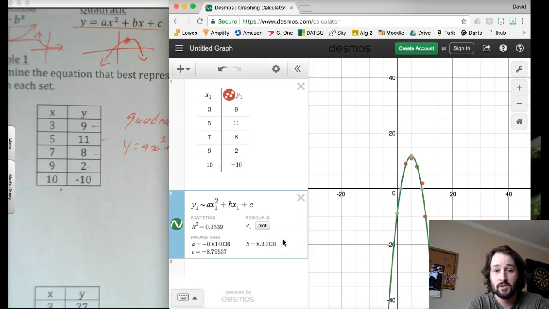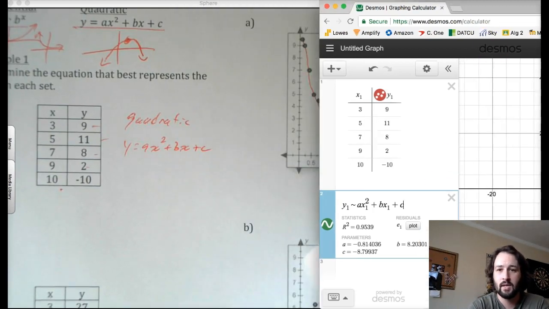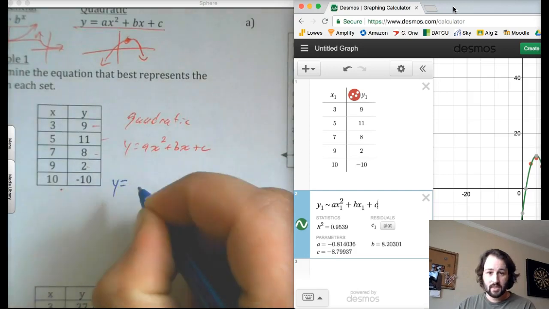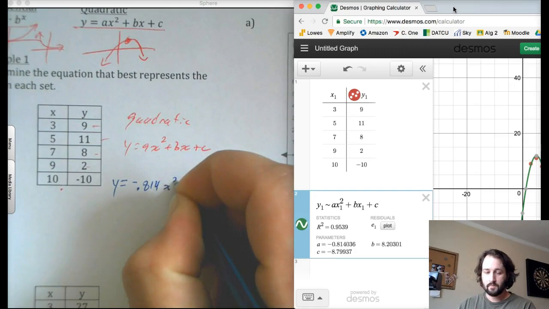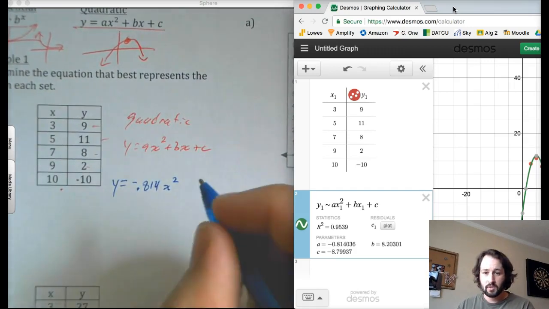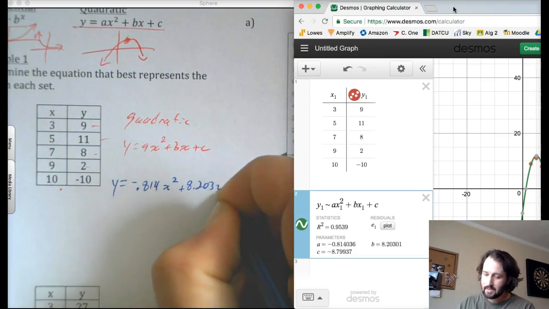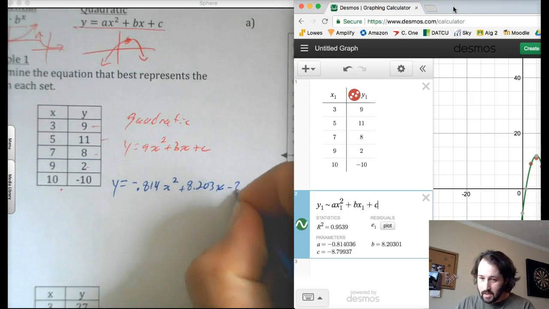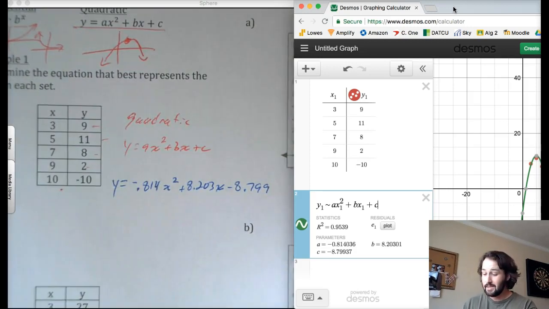Desmos is just going to ask you to pick what the equation is, so it's multiple choice. I'm just going to put those in. So y equals, a was negative 0.814 x squared, b was 8.203, so plus 8.203x, and then plus c, or in this case minus, so minus 8.799. That's it. That's the equation.